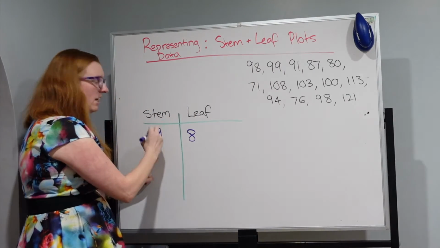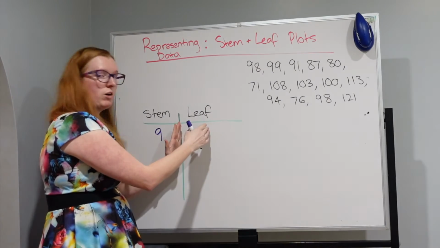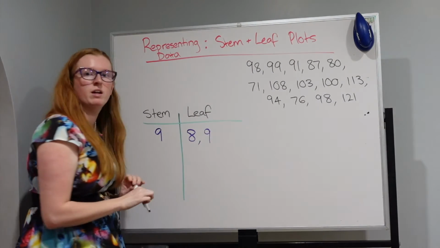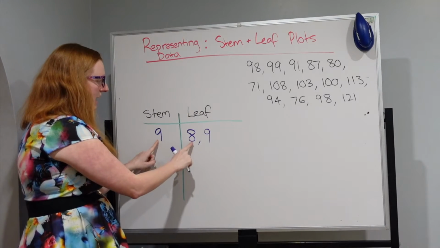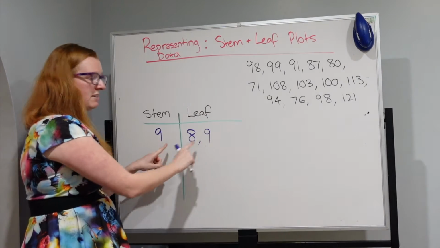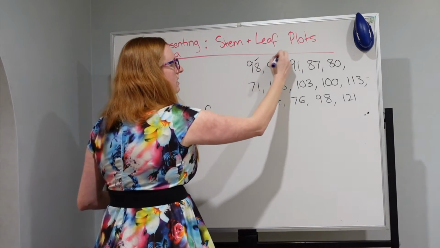But instead of writing another 9 in here, my 9 is already in the stem. I only have to write it in the leaf. So I put a comma and put a 9 there. And the way you read stem and leaf plots is by going, this is a 9 and this is an 8, so that makes 98. This is a 9 and this is a 9, so that makes 99. Okay, so I've done these two. So that one's done and that one's done.